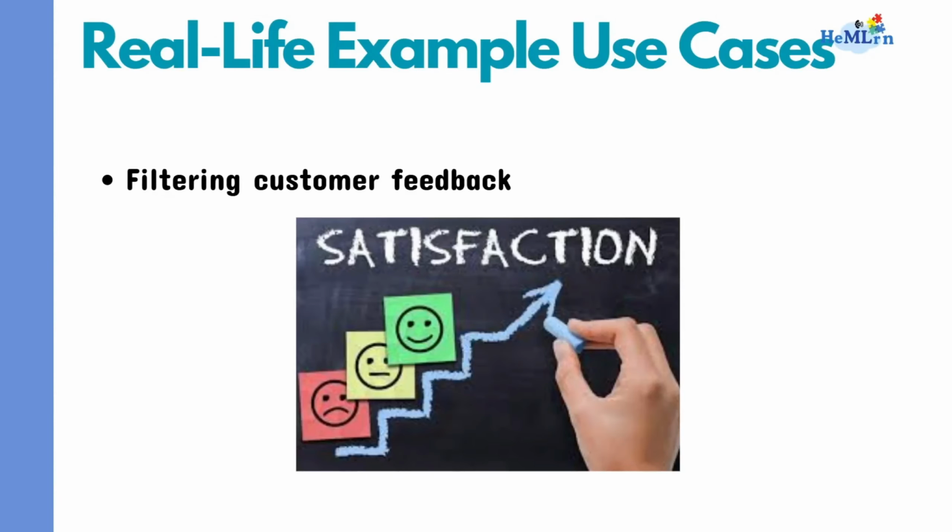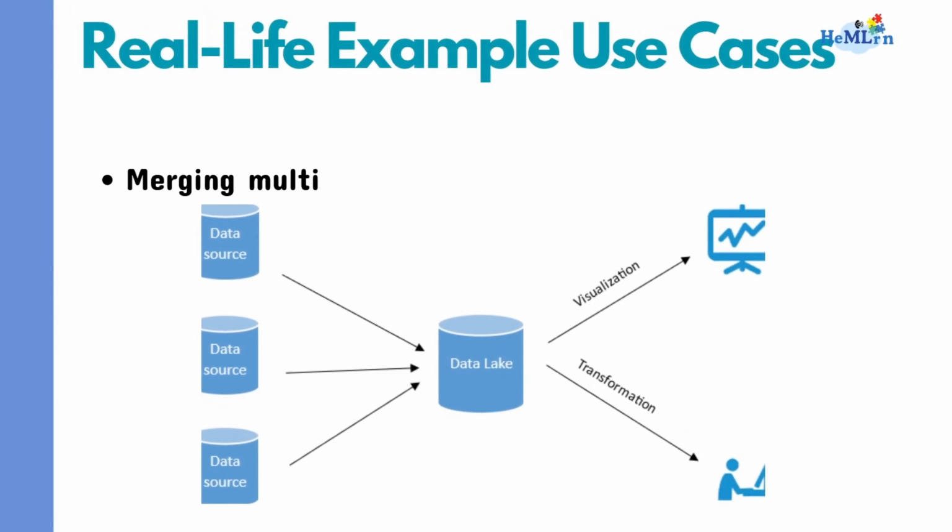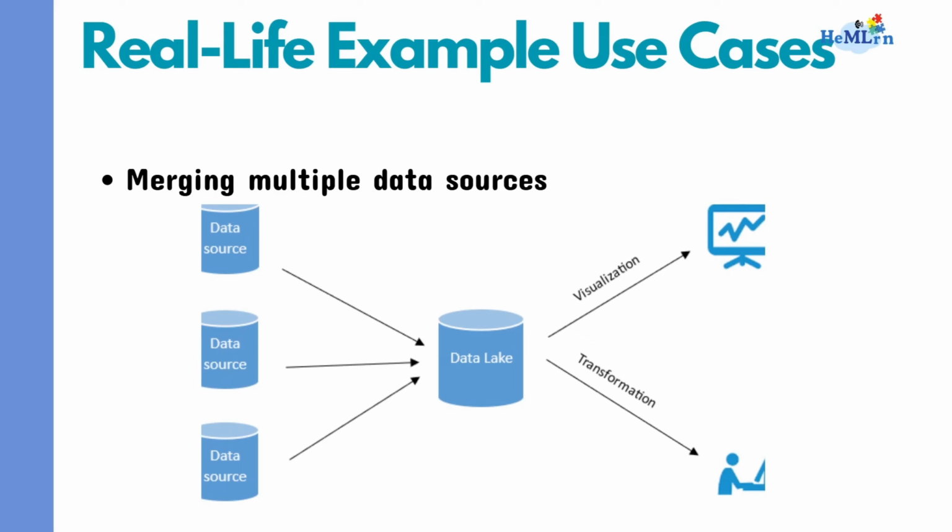So next, filtering customer feedback. Based on the customer feedback we want to split them, like good, very good, average, poor. Like that we want to classify this. And then next, merging multiple data sources. As I told you earlier, Pandas supports multiple data sources like CSV, spreadsheets, databases or websites, anything. We simply collect all the data from the sources and easily we can merge, and rewriting operations are also possible. So here it provides visualization and transformation.